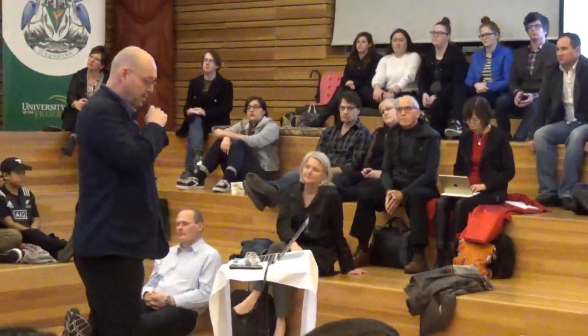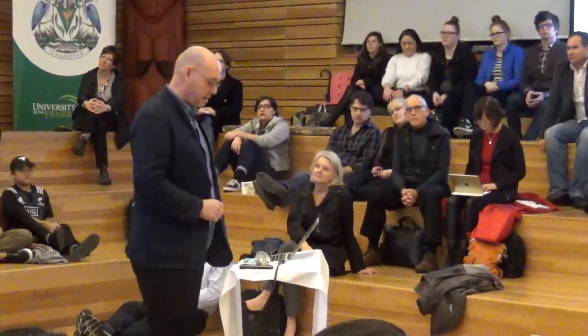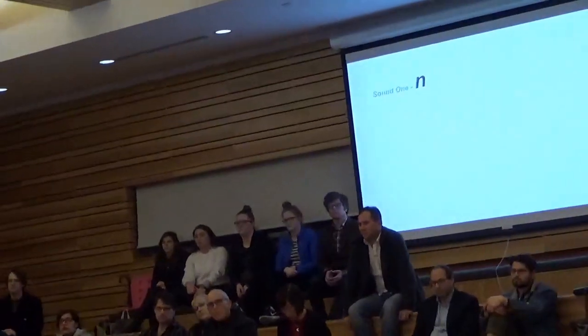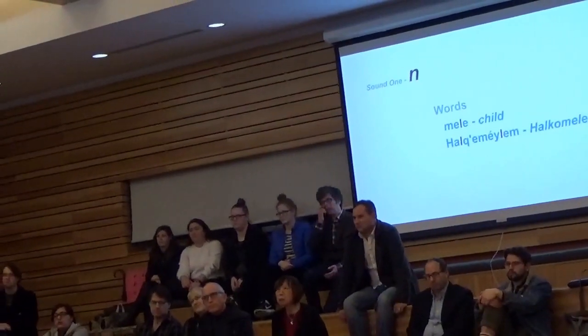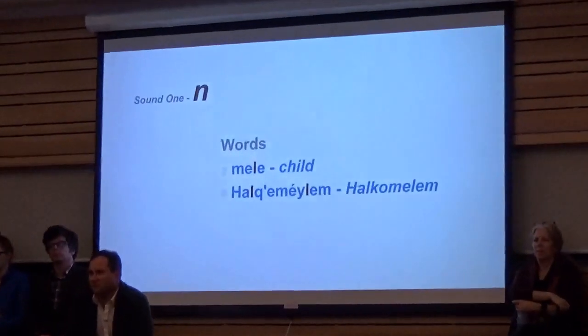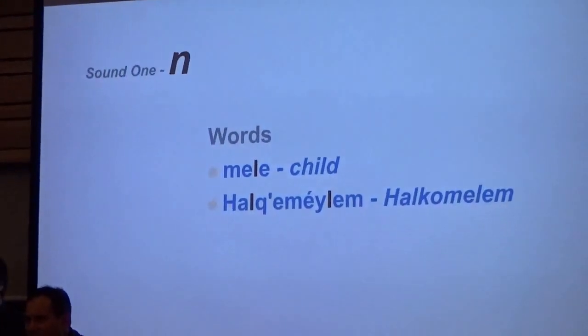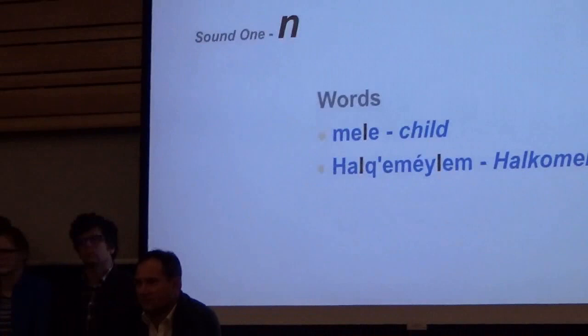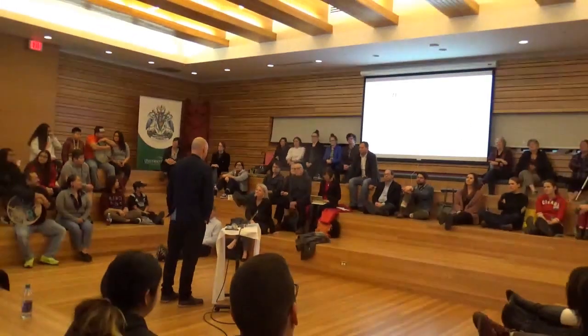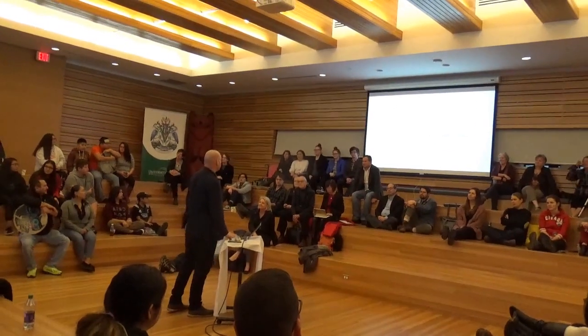The first sound I want to talk about is N, as in, it's an English sound, so we call it N. And the words I have for this sound are Nila, which means child, and Halq'eméylem, which is the upriver pronunciation of the name of the language. And you're like, okay, the sound is N, so why did we pick Nila and Halq'eméylem? So where's the N? And this is my story.